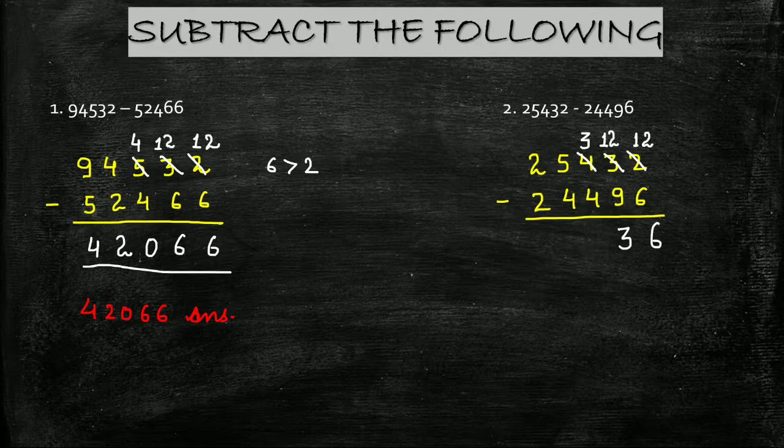So again, borrow 1000 from the thousands column. So here 5000s are there. We will borrow 1000, so 4 will be left and it will get converted into 1300s. So 1300s minus 400s will be equal to 9. 4 minus 4 is 0 and 2 minus 2 is 0. So the answer is 936.